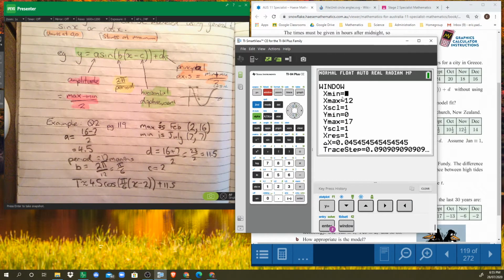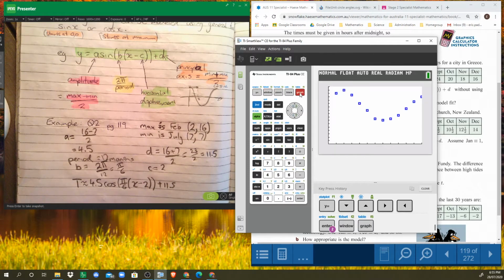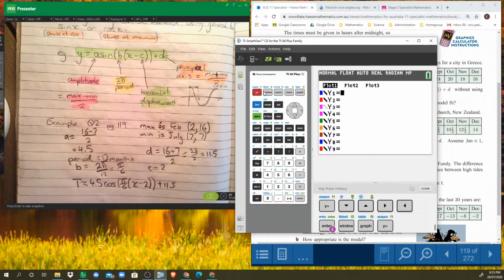I've already set this up: 0 to 12, and 0 to 17 for my Y, that's my temperature. And that's what it looks like. That's your data. Now, I'm going to do a Y function. I'm going to put it here. So I'm going to put in the Y function we just worked out.